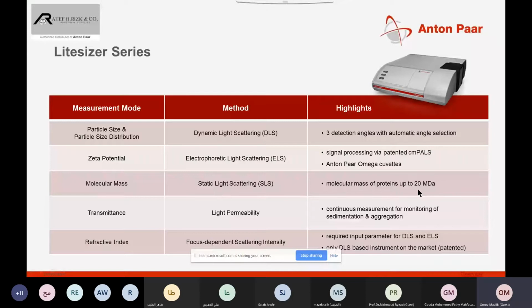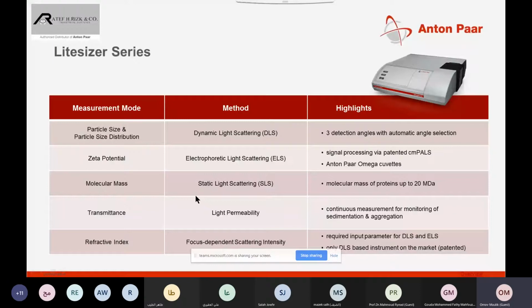Transmittance and refractive index is something which is unique to our system. For transmittance, it is using light permeability, and for refractive index, it is focus-dependent scattering intensity. This is an additional feature in our LightSizer series, which no other DLS or ELS equipment is capable of doing.